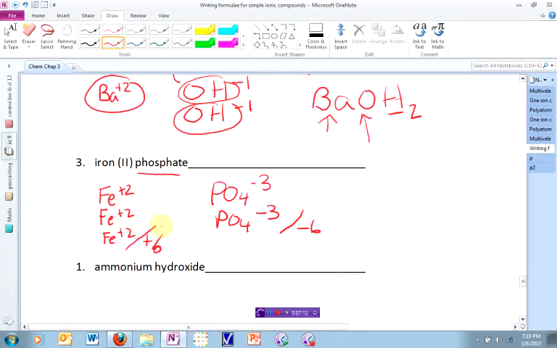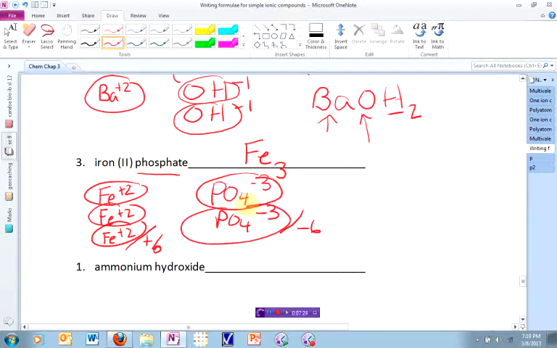Now we're going to write the formula. Fe, how many Fe's? 1, 2, 3. How many phosphates do we have? 1, 2. So we're going to write PO4. Now we have to add a subscript. So we're going to put brackets around it and add the 2. And we're done. Iron 2 phosphate.